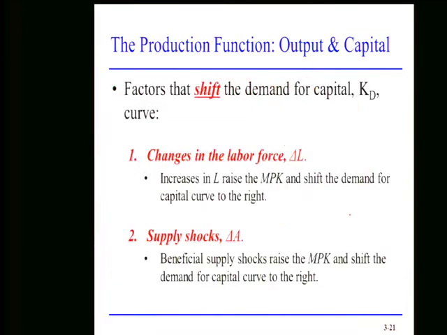Okay? Now, what causes the demand for capital curve to shift? There are only two things in this model. We can have a change in the labor force, which we just showed, or we can have a change in total factor productivity. Either or both of those would cause the production function to rotate, changing the slope of the production function and causing the marginal product of capital to change.